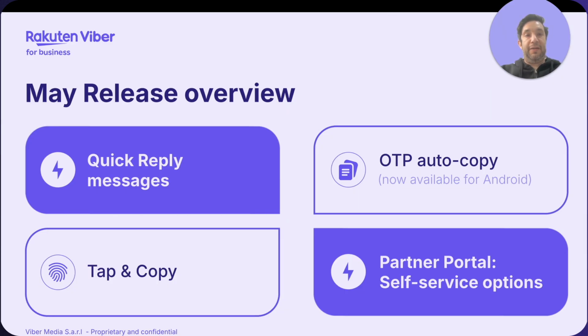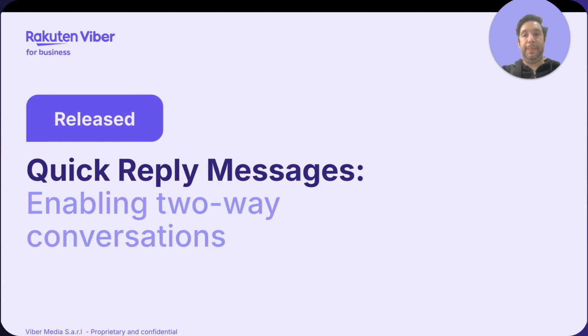In this release, we have 3 key updates that are happening directly on the platform. That includes quick replies, OTP copying, and a tap and copy feature. We've also made updates and improvements to the partner portal in order to make it easier for you to update things directly without needing our team to be involved. And I'll talk about that shortly.